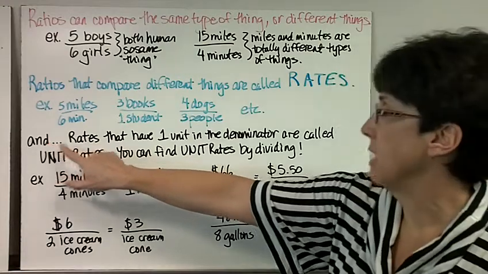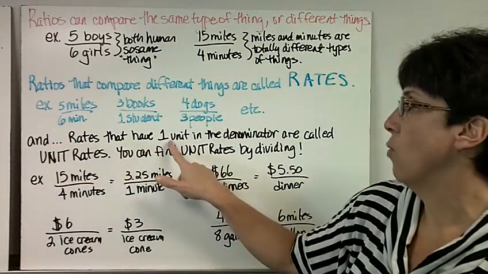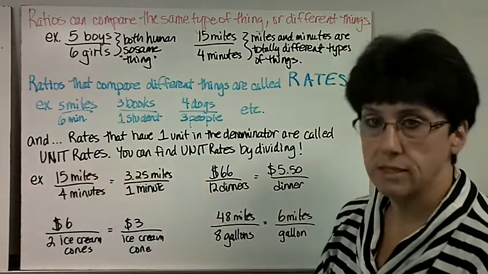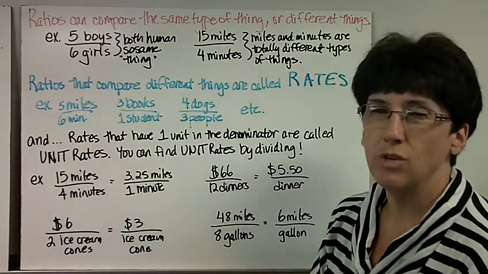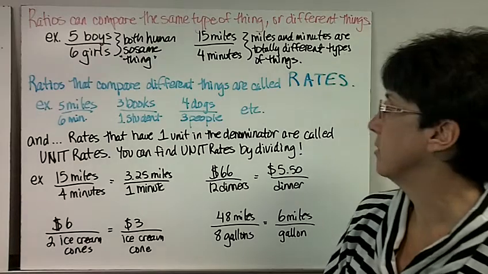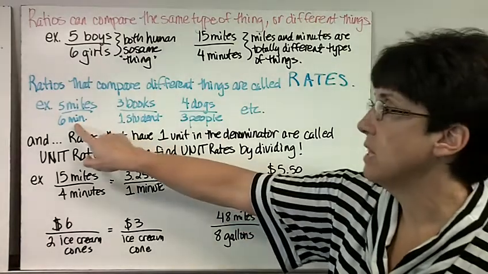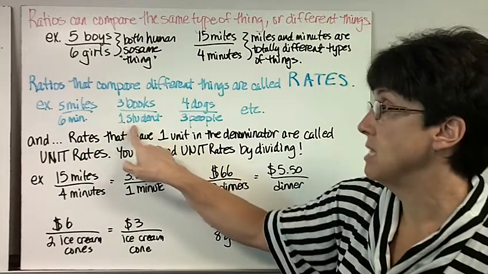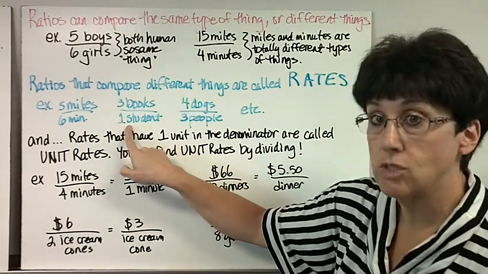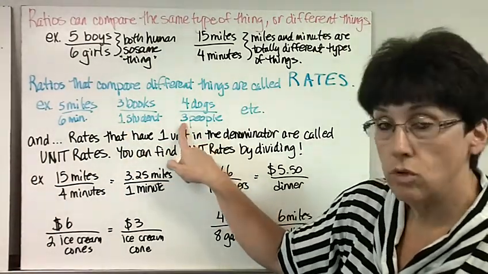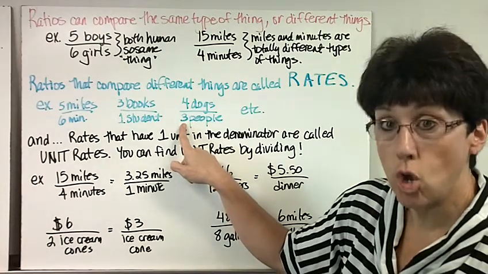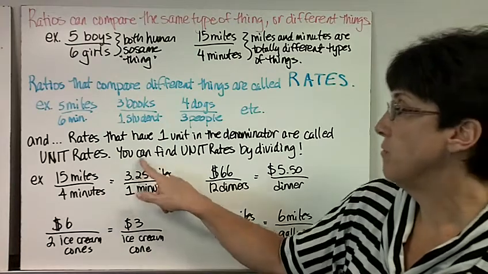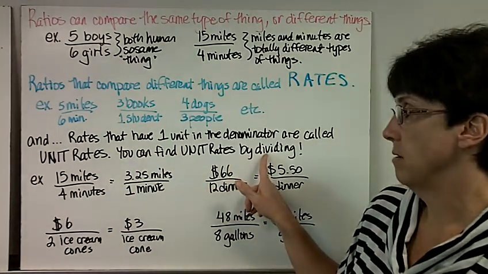And here's another thing I want you to write down. Rates that have 1 unit in the denominator are called unit rates, because 1 unit usually refers to just one thing. Okay? So this is not a unit rate because it's per 6 minutes, but this is a unit rate because it's per 1 student. Would this be a unit rate? No, because it's not 1 in the denominator. But you could find the unit rates by dividing, okay?